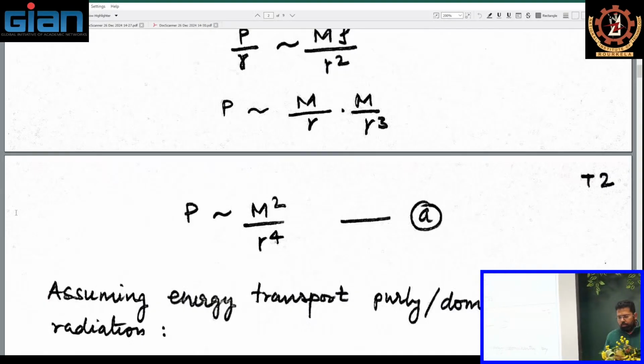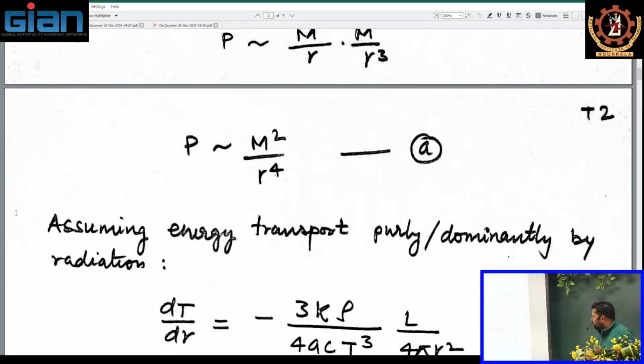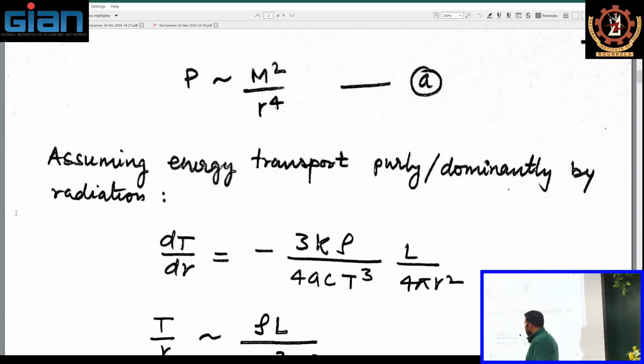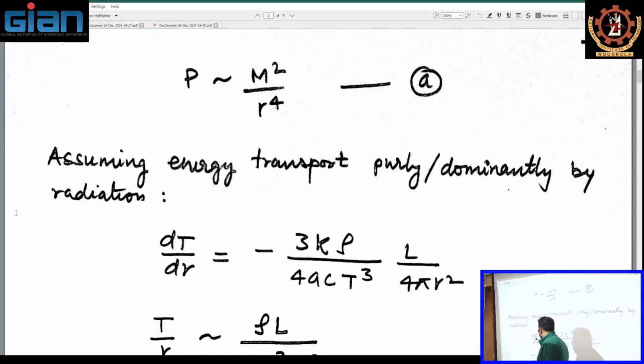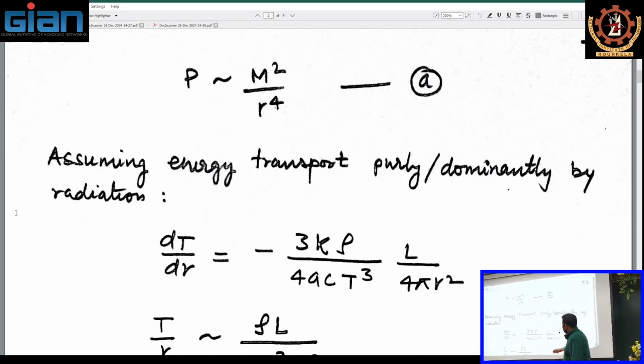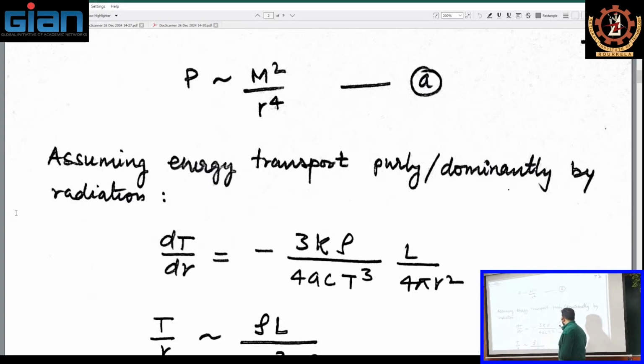And now we see the energy transport equation purely in the case of radiation under the diffusion approximation. We can write it in the Eulerian form, the energy transport equation: dT by dr, the temperature gradient, is equal to minus 3. Again, kappa represents the opacity, rho is the density, 4ac is our constant, and T cubed, and then we have a factor L divided by 4 pi r square.